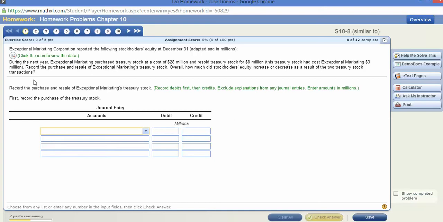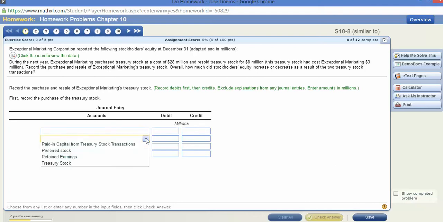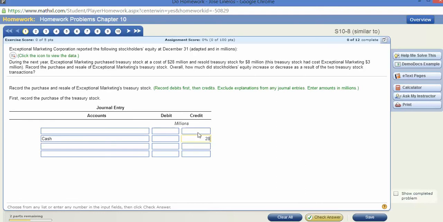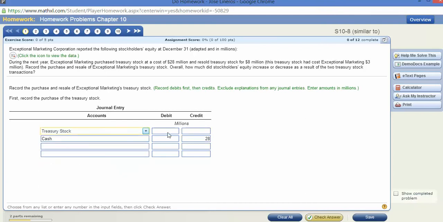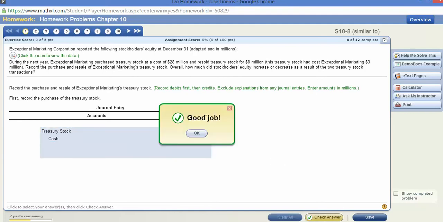So let's make the entries. It says record the purchases. Let's record the purchase of the treasury stock, in other words, the retirement of the common stock that's outstanding. First of all, this is cash. You're buying stuff, it's going to cost you cash. There's 28 million. Please pay close attention to these millions, because if you put 28,000,000, you'll get this wrong. And when you credit cash, know that if cash goes down, in this case, you're buying treasury stock, so treasury stock goes up. That takes care of the first entry.